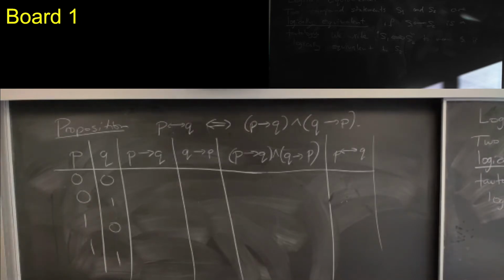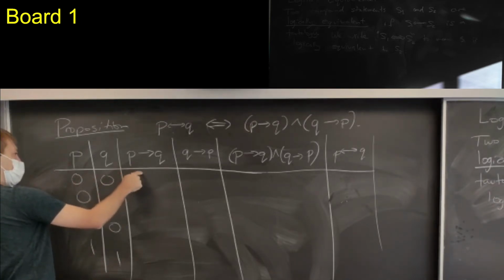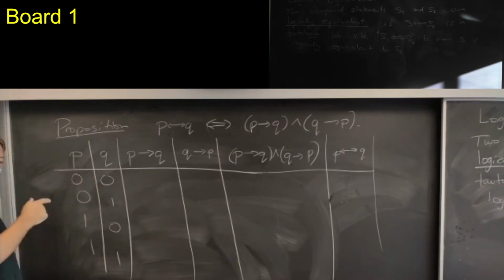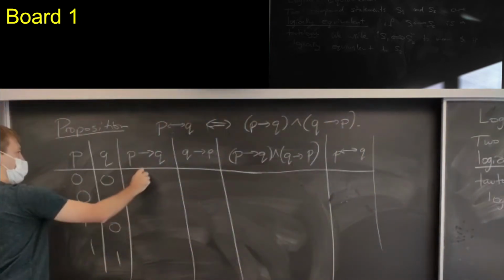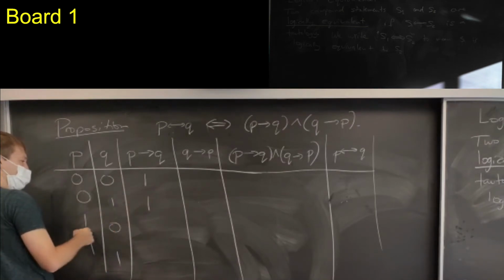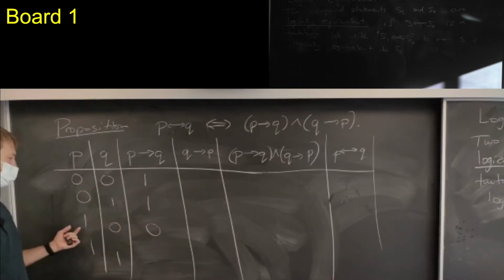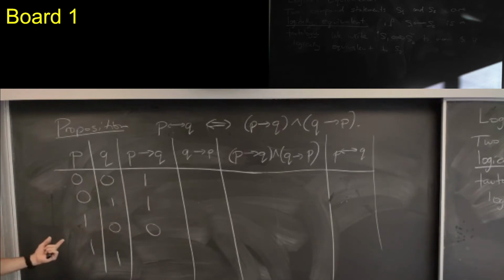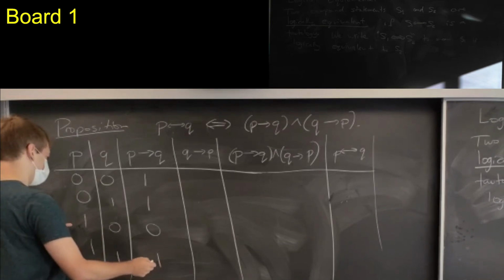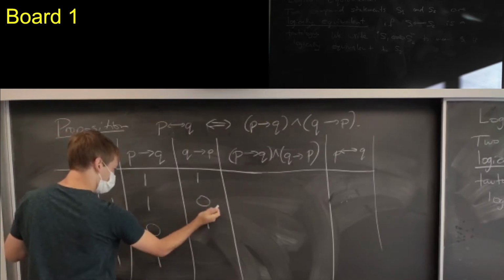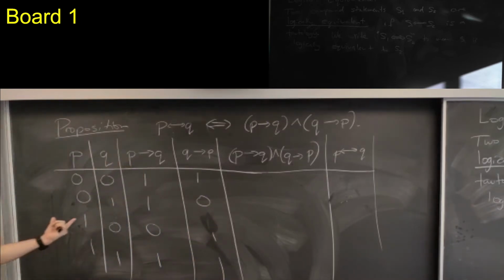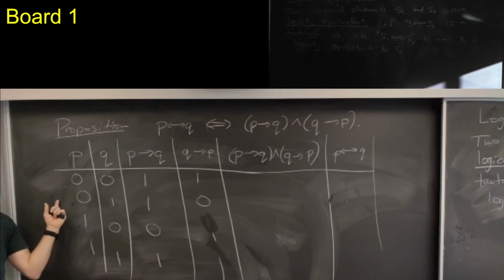Okay, so we do the usual thing. This I can do pretty quickly. Remember, P implies Q is always true if P is false. So I can just go 1, 1. This is the only case where it's false, because P is true and Q is false. So P doesn't imply Q. And here we've got true. The other way around, so this is going to be our only false. 1, 1, 1. This is the only time Q implies P is false, when Q is true and P is false.